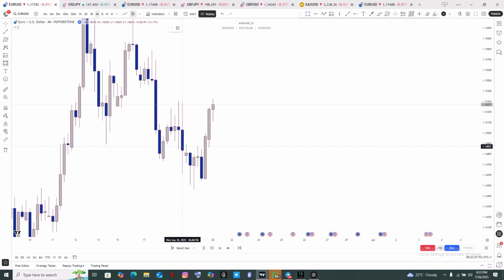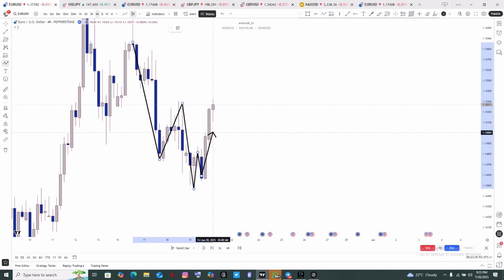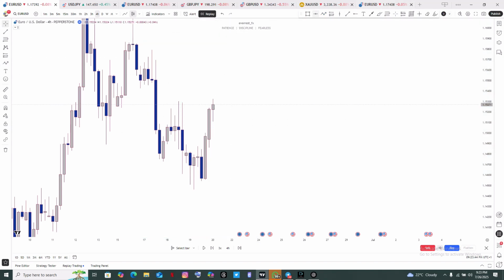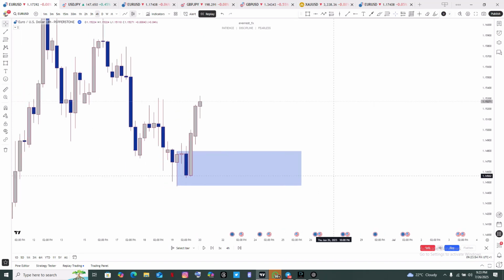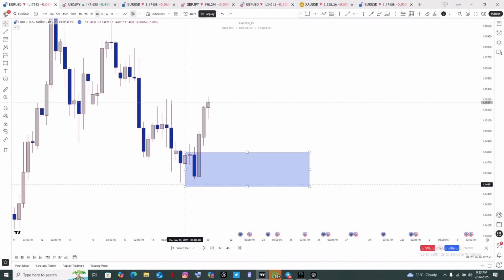Now, what happened here? The market was creating structure. Remember, our number one criterion is that the market needs to have a structure. This was a structure, okay? Now we have a break to the upside. How do we mark our order block? Our order block is the last bullish or bearish candle. This is our last candle here. We mark it. This is a base order block.